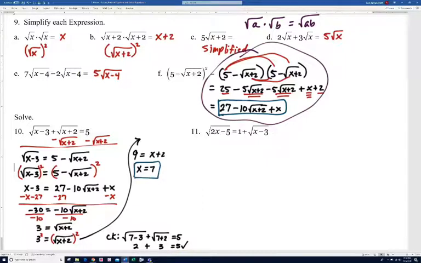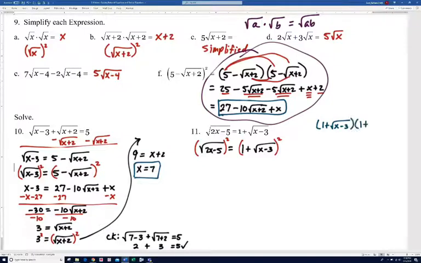So you may want to try number 11 first and see if you can do it, and then watch the video. All right, so we've already got the radicals on opposite sides, so let's go ahead and square each side. We have the square root of 2x minus 5, quantity squared, is equal to 1 plus the square root of x minus 3, all of that squared.